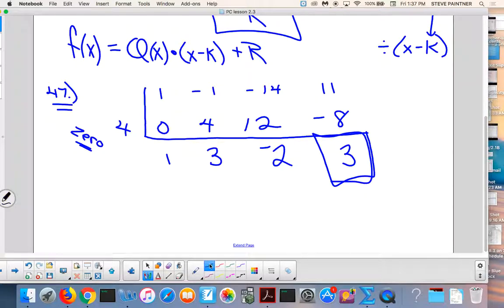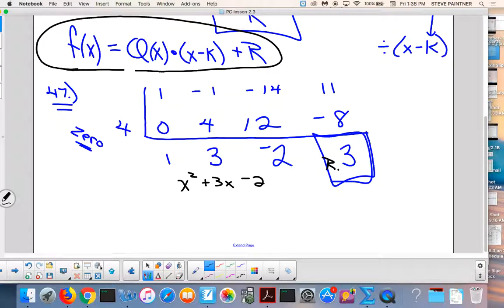Yes or no? Okay. So this is the answer to your division. But tell me what that 1, 3, negative 2 actually says. And then that's the remainder, right? Okay, remainder 3. But remember what they said: write your answer like this.